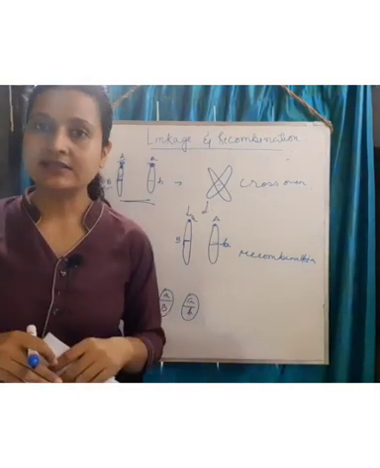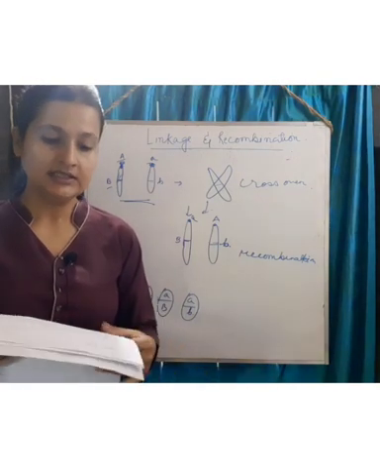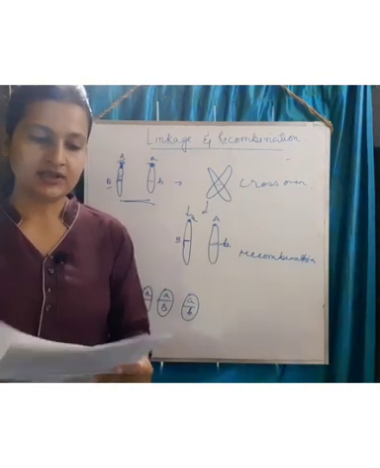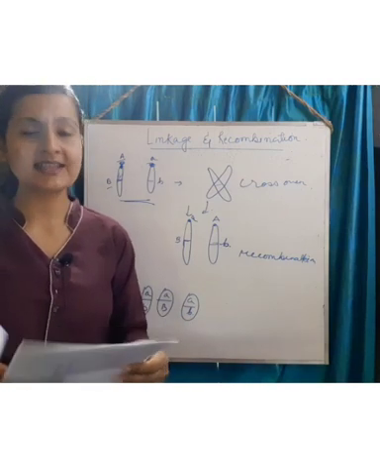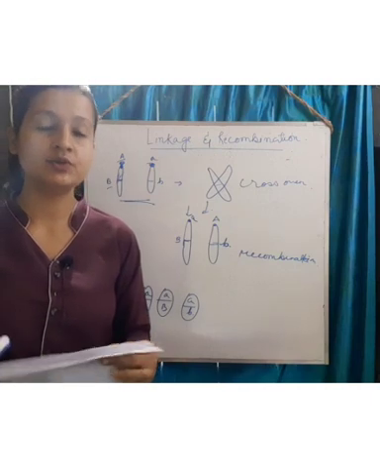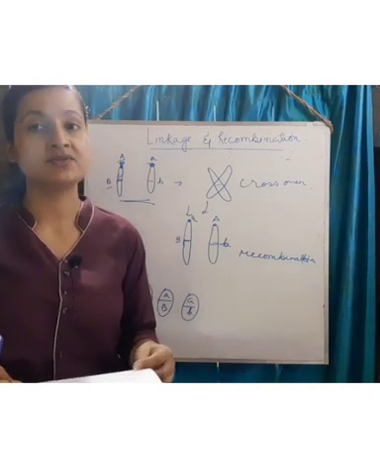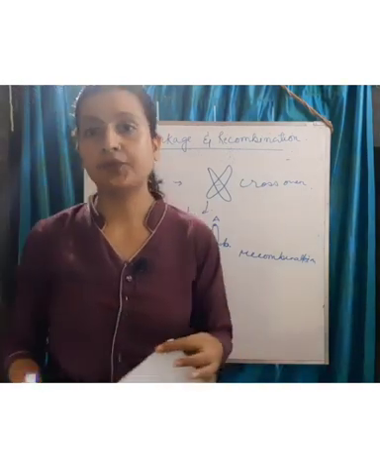Now, how does this linkage happen? Based on this topic, an experiment has been given in your NCERT book, known as the T.H. Morgan experiment. So what did he do? He chose Drosophila melanogaster.